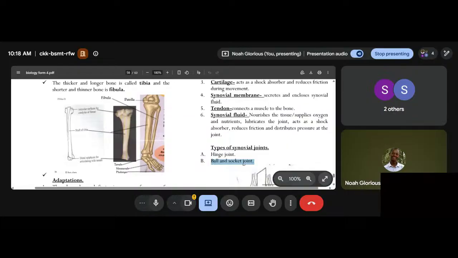Where there's movement, where bones have to move. Now, my question is, examples of places where you think we can find this one, ball and socket. It is very clear from the word. At the knee, the shoulder, the elbow.